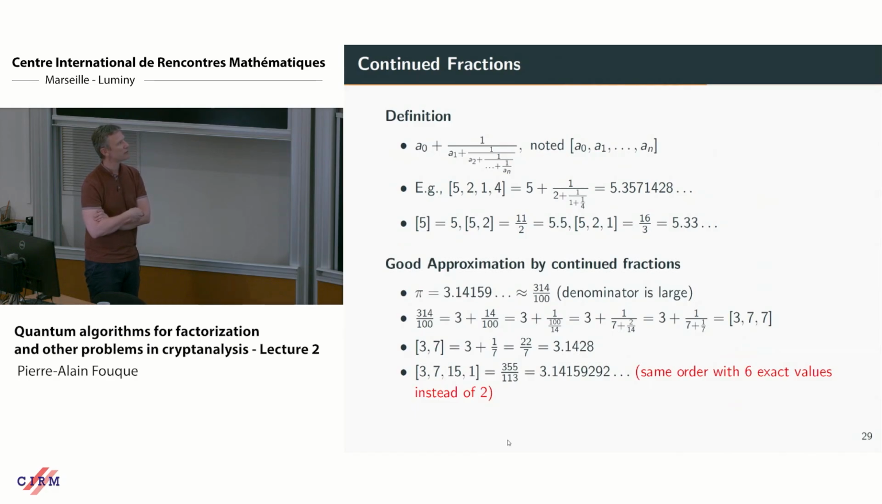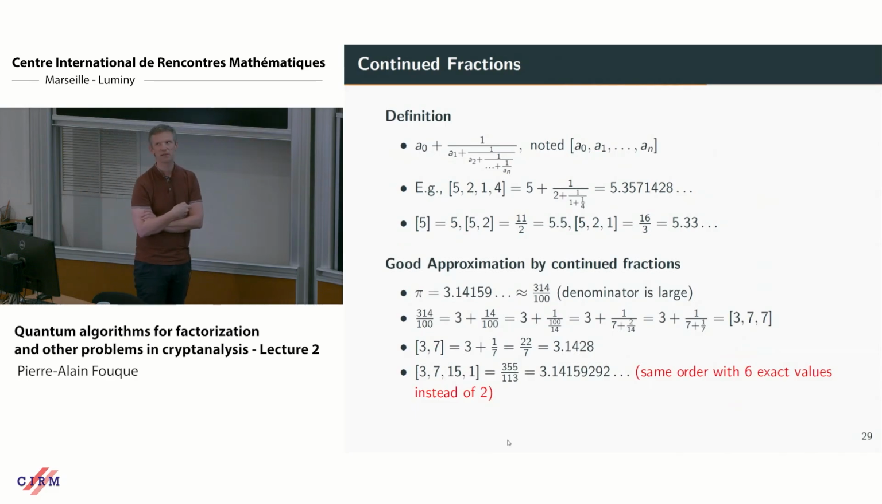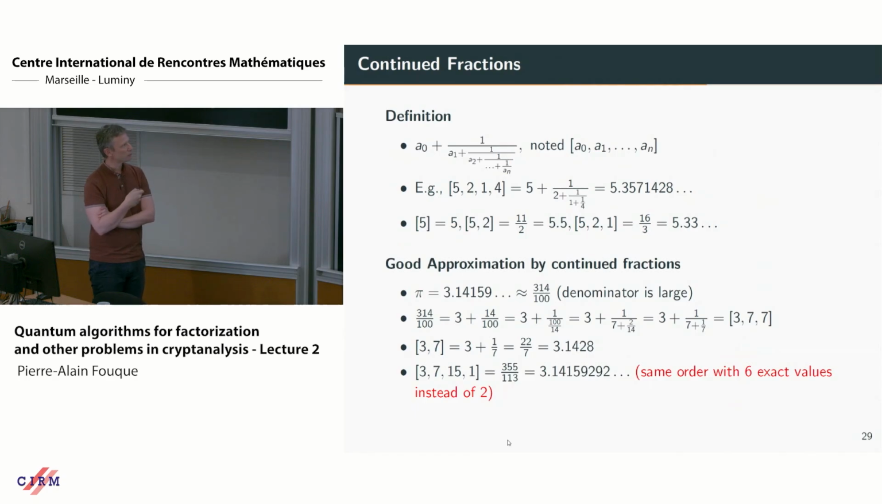And so maybe a lot of you know that 22 divided by 7 is a good approximation of pi. But if you want a better approximation of pi, you can also take the first 4 terms of this fraction. In fact, here you can see that I have 6 digits that are correct, and the size of the denominator is about the same as the size of the denominator of this fraction.